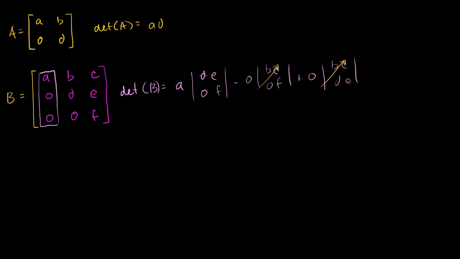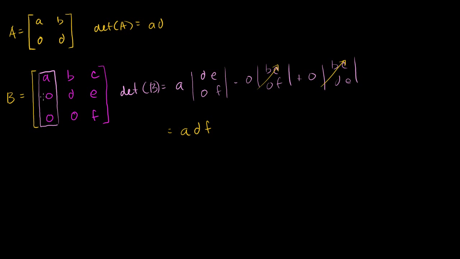But we're left with A times the determinant of this, and the determinant of this is pretty straightforward. It's going to be equal to A times, the determinant of this is DF minus 0 times E, so it's just going to be DF. So the determinant of B is ADF. Notice the determinant of A was just A times D. Now you might see a pattern.